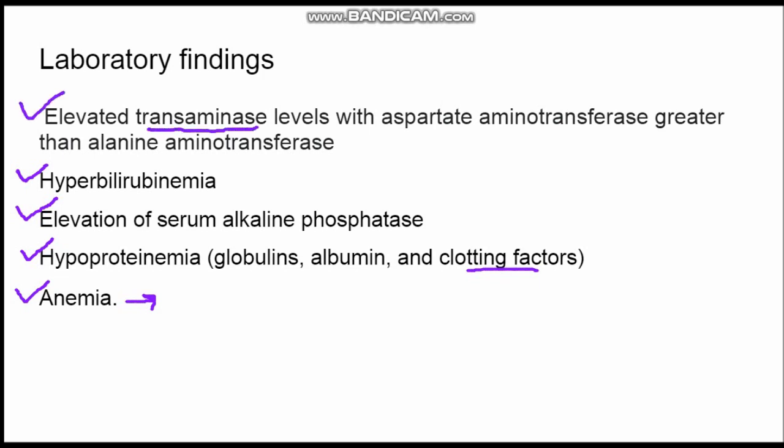In transaminases, there are two types: aspartate aminotransferase and alanine aminotransferase. In alcoholic liver disease, aspartate aminotransferase is more than alanine aminotransferase. However, in other liver diseases, whenever transaminase levels increase, alanine aminotransferase increases more than aspartate. Only in alcoholic liver disease does the aspartate one increase more.